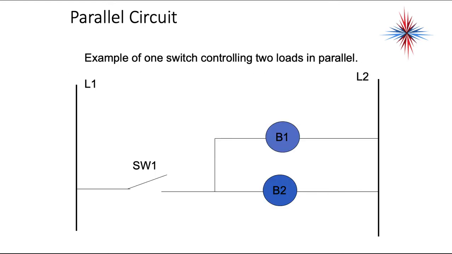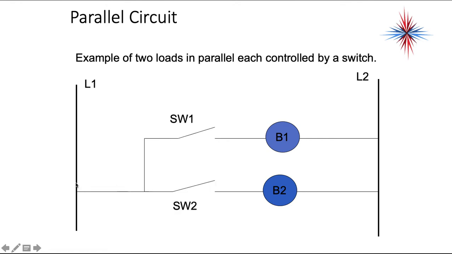So this is an example of one switch controlling two loads in parallel. Switch 1 is open. B1 and B2 are in parallel with each other. You see, they're next to each other, and they're both connected to L2. Two loads in parallel, each controlled by a switch.